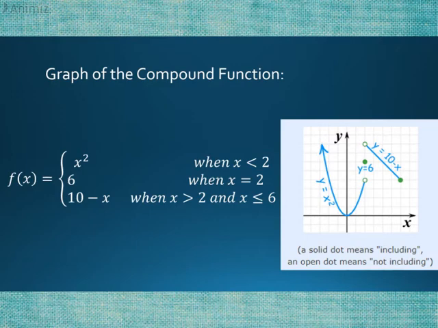When x is equal to 2, the output is 6. We see in the graph that in this case the graph is giving us just a single dot, which is y is equal to 6. And when the x value is greater than 2, and less than or equal to 6, then it is giving us a straight line, y is equal to 10 minus x.